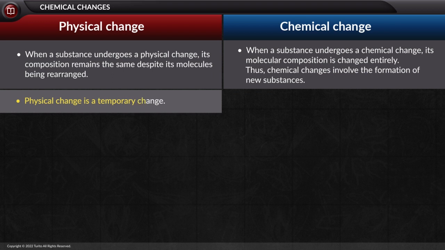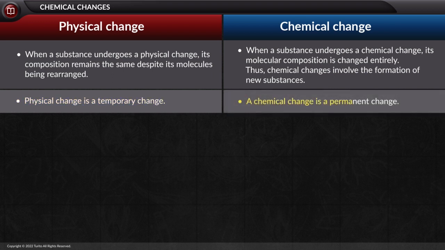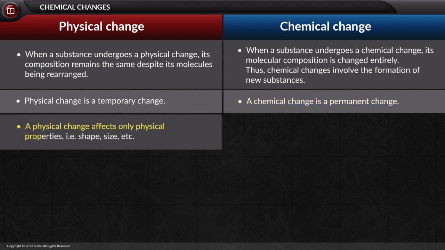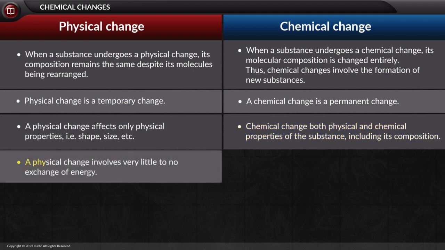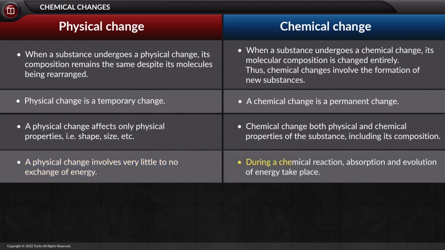A physical change is a temporary change. In contrast, a chemical change is a permanent change. A physical change affects only physical properties, while a chemical change changes both physical and chemical properties of the substance, including its composition. In a physical change, the energy exchange is either minimal or non-existent, while energy exchange can be clearly seen in a chemical change.